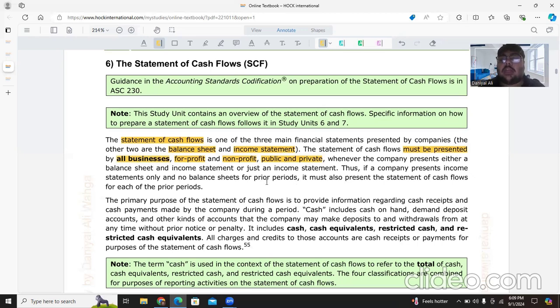You have all of these statements, depending on your organization's type. Next, it says that if a company presents an income statement only and no balance sheet for the prior periods, meaning you are presenting an income statement for the current year and there's no balance sheet for the last year or the current year, then you are required to prepare the cash flow statement for each year.